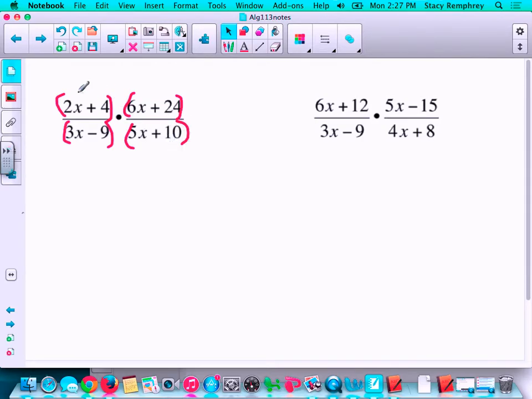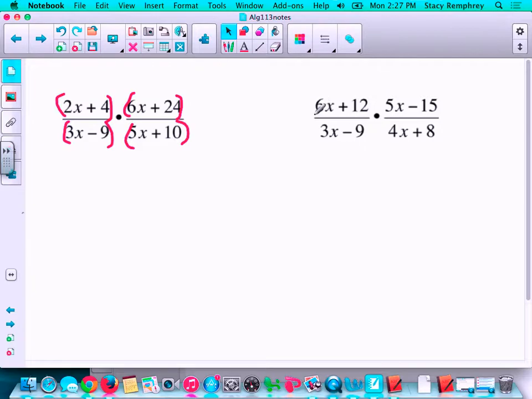All right, so what I'd like you to do is factor each of these parentheses out. I know you're right, these ones do not factor into binomials, but they do have greatest common factors. So take a greatest common factor out of here, out of here, out of here, and out of here, and then see if you can cancel anything.